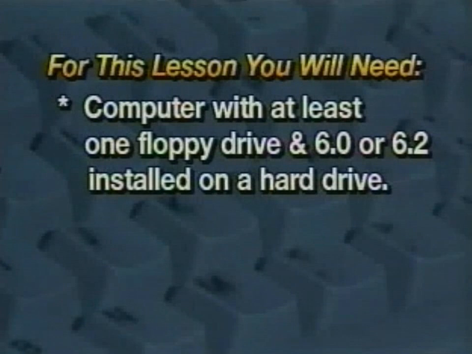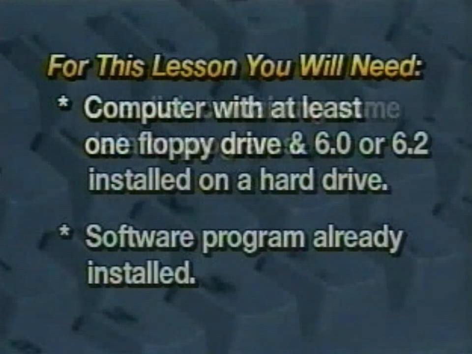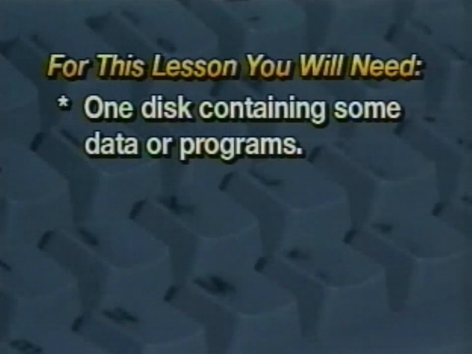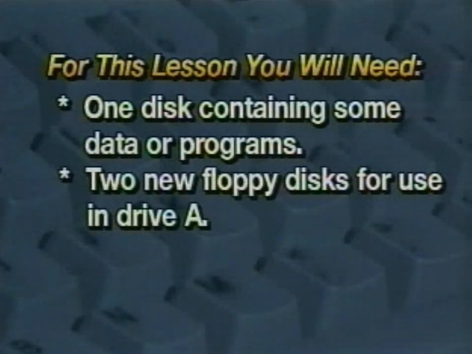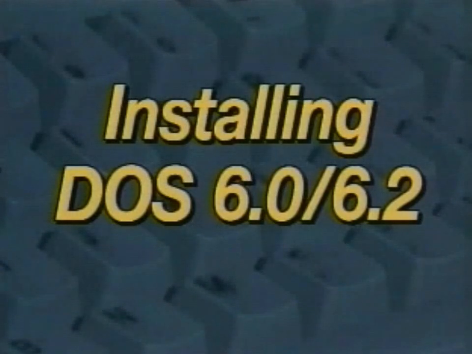For this lesson, I assume you have a computer with at least one floppy drive and 6.0 or 6.2 installed on a hard drive, and at least one software program like a word processor or spreadsheet program already installed. You'll need at least one disk containing some data or programs and 2 new floppy disks for use in drive A. I also assume you have a mouse installed. If you don't have DOS 6.0 or 6.2 installed, the instructions are simple.